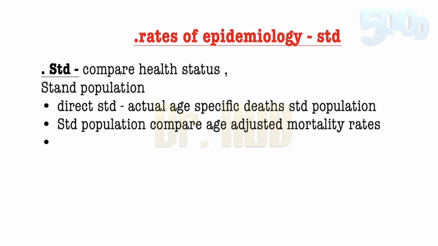So when is it feasible? It is feasible only if the actual specific rates of the subgroups of the observed population are available along with the number of people in each subgroup. So we need to know the number of people in each subgroup.